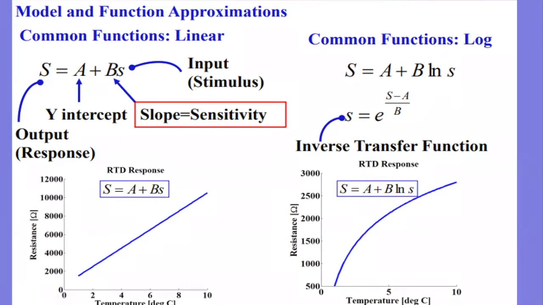In this case, they are using S = a + bs, where b is the slope, which is equal to the sensitivity, s is the input, a is the y-intercept, and the big S is the output. Below you can see the graph obtained. The next is the log function, which is S = A + B log s, where the small s is equal to e^((S - A)/B). You can see the graph below also.